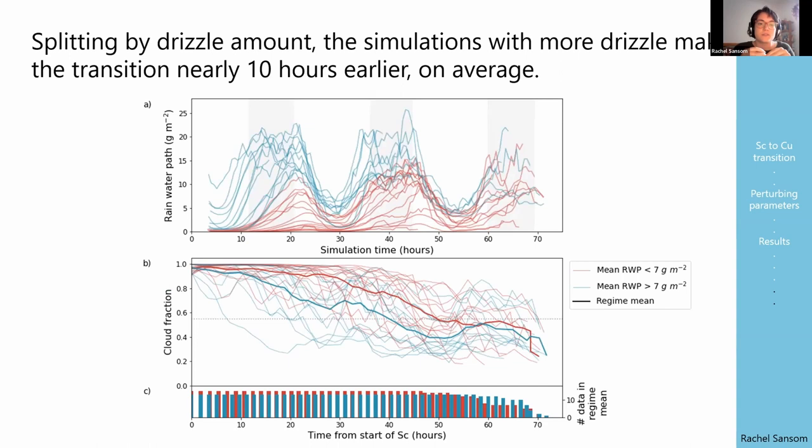Then I've split by drizzle amount. This top plot is showing the rainwater path time series for the simulations that I've been able to use for this, and I've just split it by either high or low rainwater path. This bottom plot is showing the cloud fraction time series, again colored by high or low rainwater path. The dotted line shows where the threshold for reaching the cumulus stage is reached. By averaging these two different rain regimes, we find that on average, the higher rainwater path transitions about 10 hours earlier than the lower rainwater path.